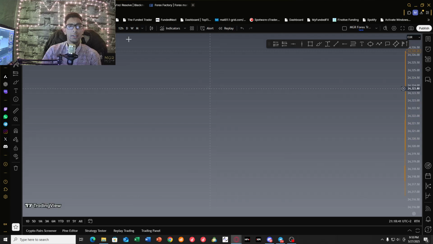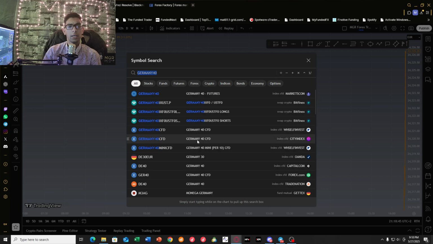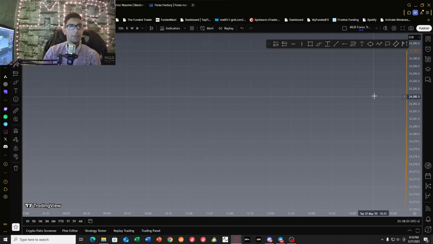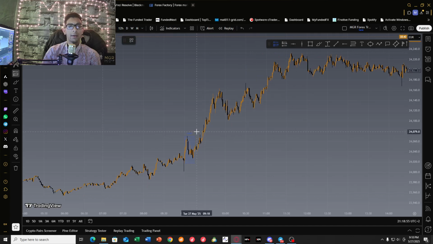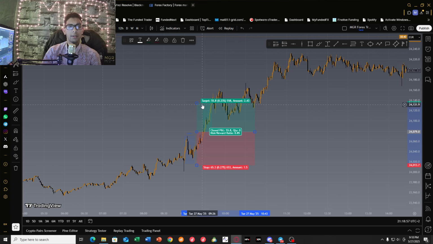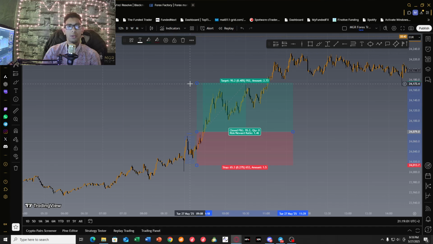Germany 40, as in futures, is the incorrect one that I'm looking at. I want the CFD, but you're not giving that to me. Oh yeah, here we are. Lovely stuff. Take profit smashed, either 1-to-1 or a 1-to-2.